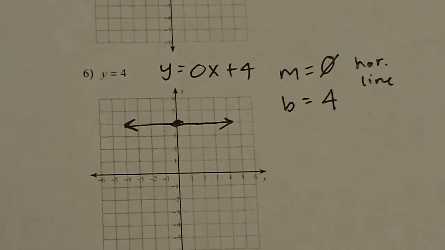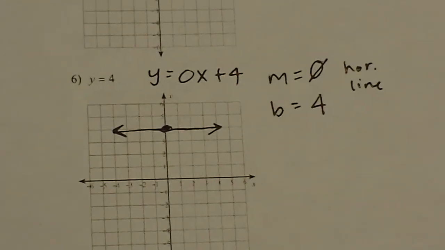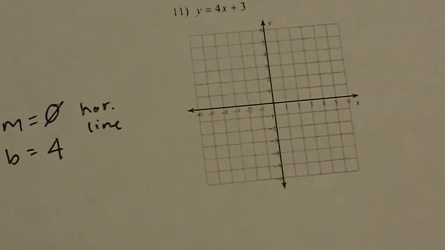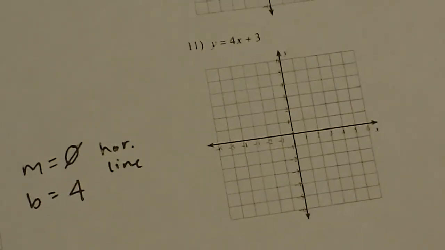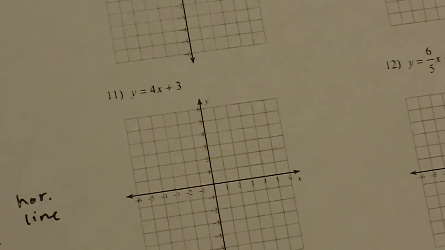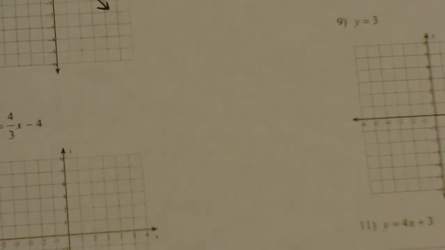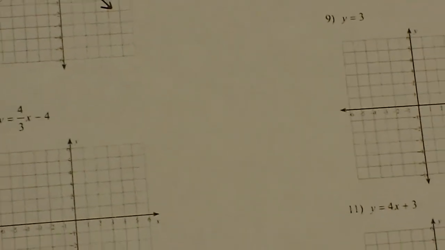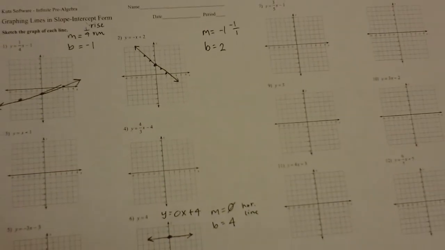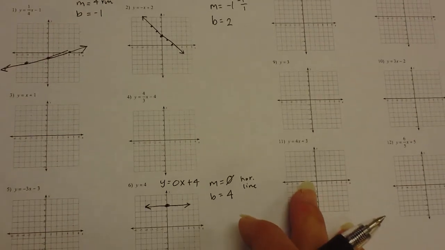Now be careful when you do number 8 on your homework, because that says x equals 5. Now, all of them are in slope-intercept form until you get to, no, they all are in slope-intercept form. So you are going to do this worksheet for homework. I've shown you how to do 3 of them, and we will go over the answers in class.